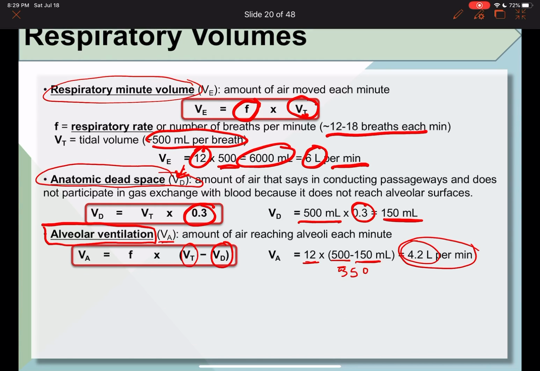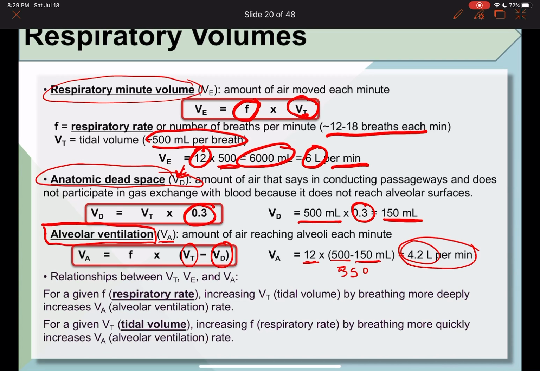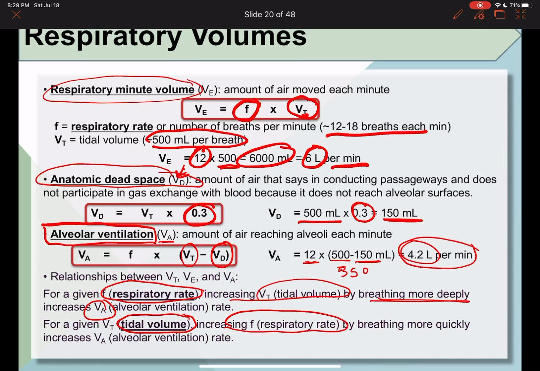All right, so if we correlate these three different types of volumes, we can say that for a given respiratory rate F, increasing the tidal volume by breathing more deeply will increase your alveolar ventilation rate. For a given tidal volume, if you keep your depth of breath the same, increasing respiratory rate by breathing faster will also increase your alveolar ventilation rate. So either increasing how fast you breathe or how deep you breathe, or both, will increase your alveolar ventilation rate.